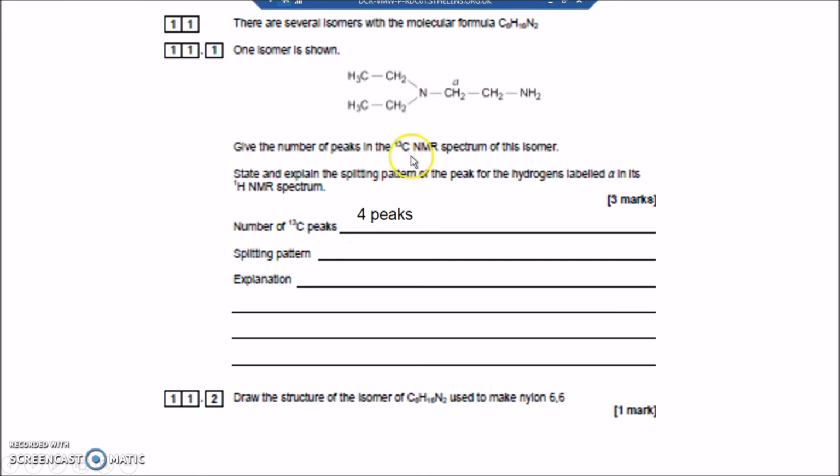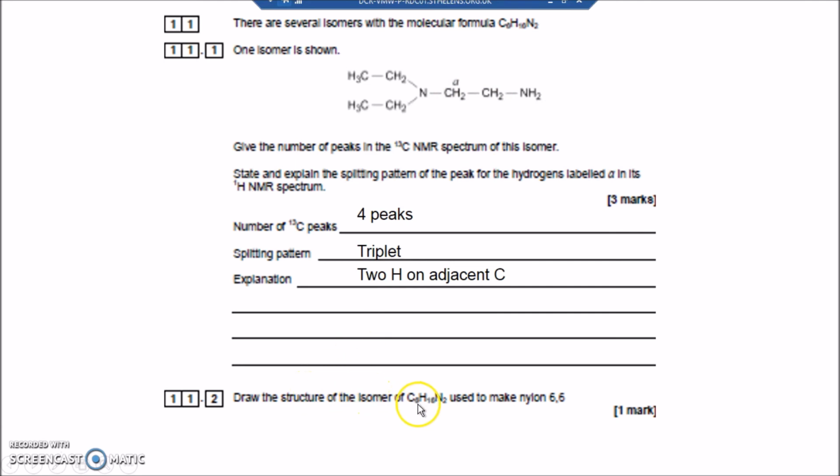Splitting pattern of the hydrogens labelled alpha here. Well, they haven't got any hydrogens to the left, but they have got hydrogens to the right. They've got two hydrogens to the right, so two hydrogens bonded onto an adjacent carbon means that that will be a triplet. Explanation is the neighbouring carbon atom, the carbon bonded to the CH2, has two hydrogens on it.